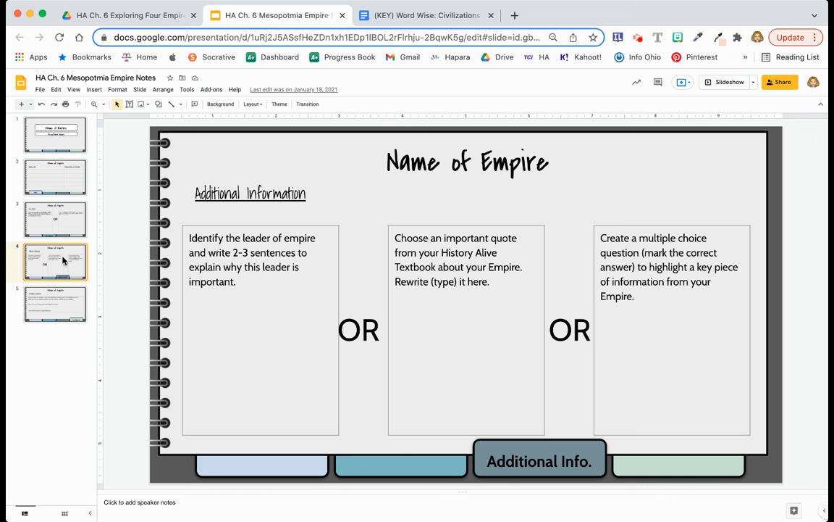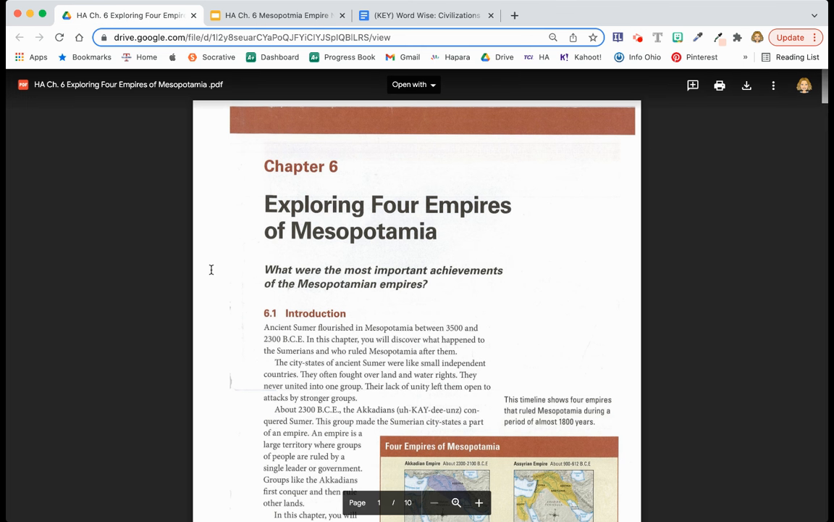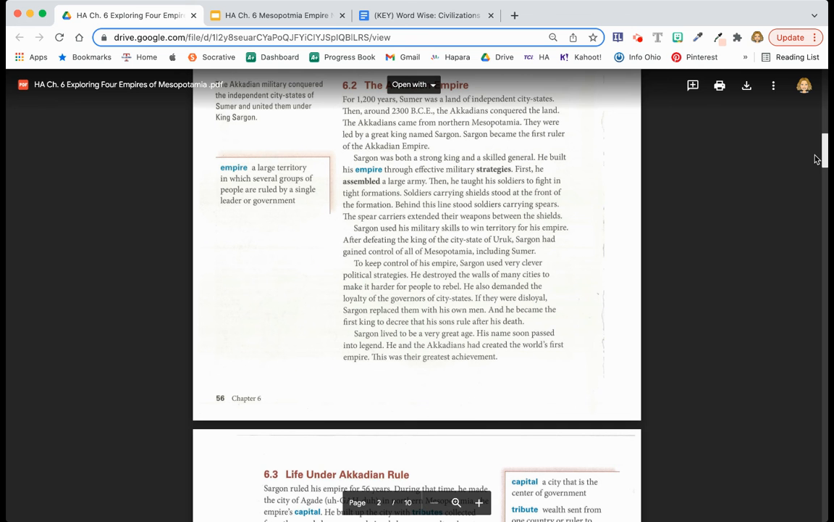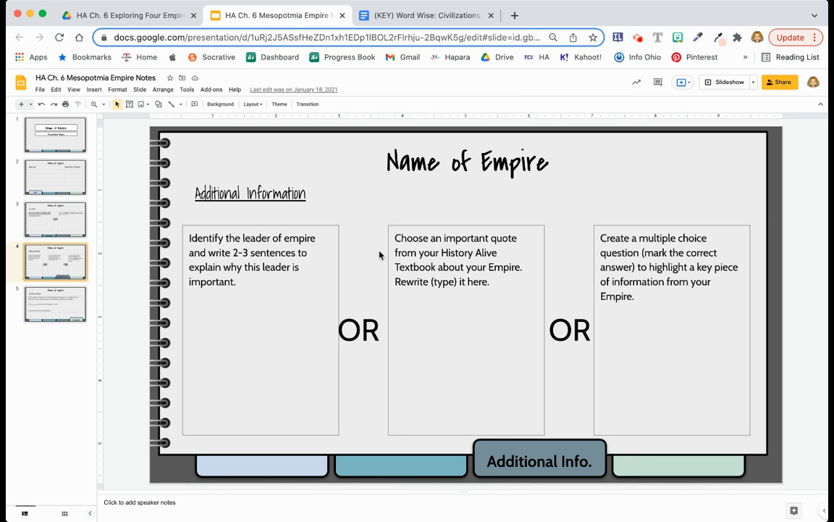On slide 4, there are 3 boxes to choose from. So again, just choose one because there's the word or in between. So do you want to identify the leader of your empire and write 2 to 3 sentences to explain why this leader is important? Choose an important quote from your History Alive textbook about your empire and rewrite it here. So go back into your reading and you would find a quote that really describes your empire. And then you would choose that quote and then you would retype it or copy and paste it here.